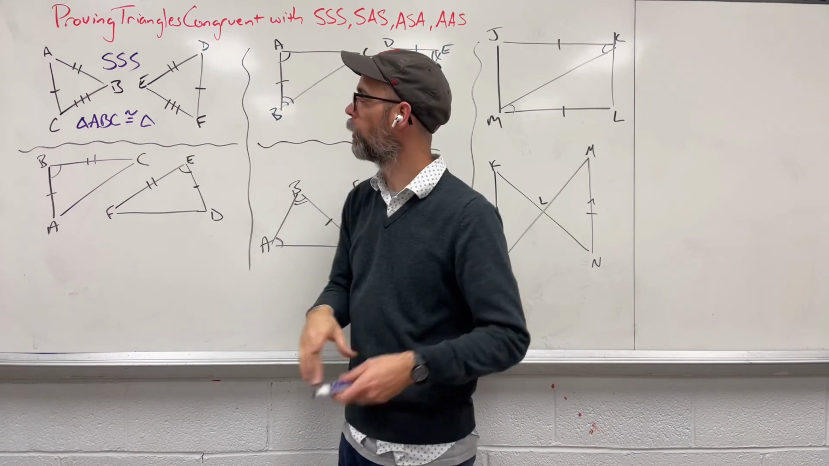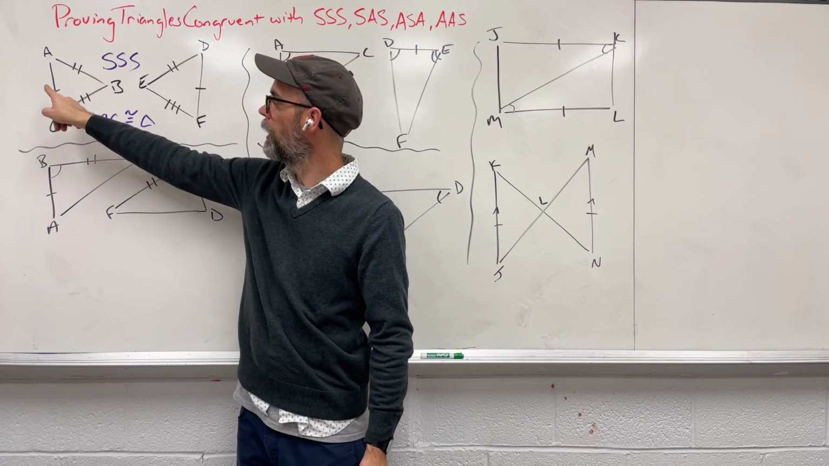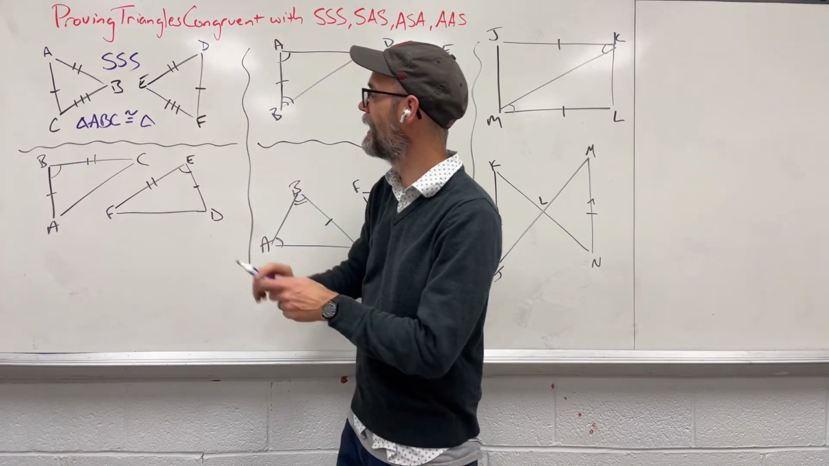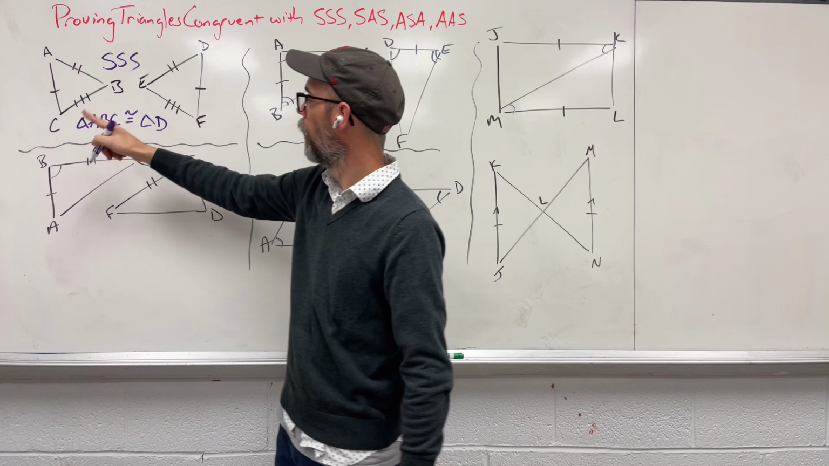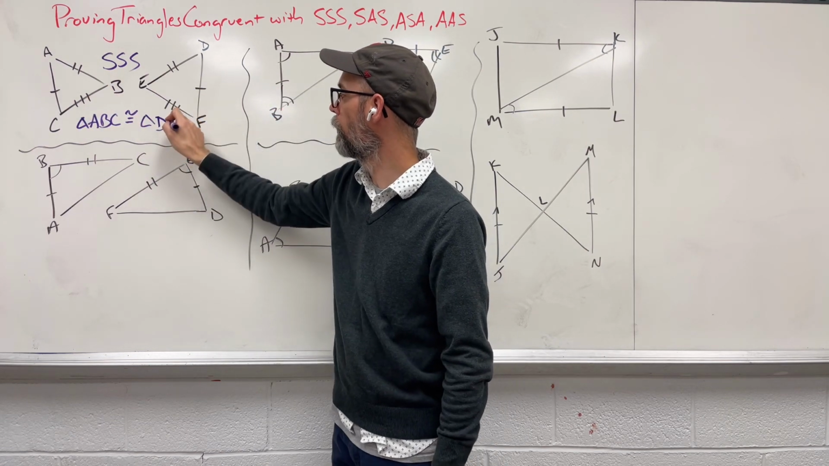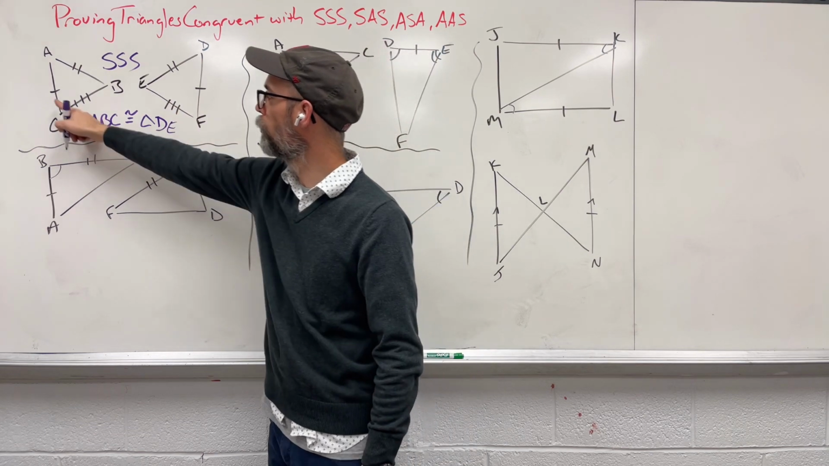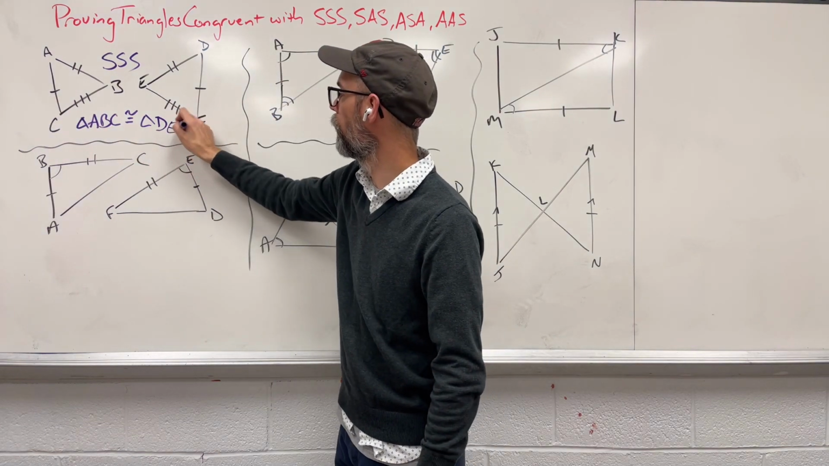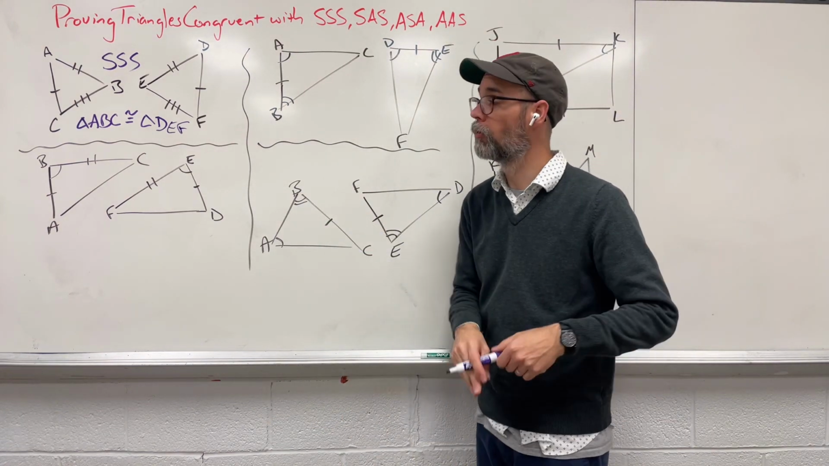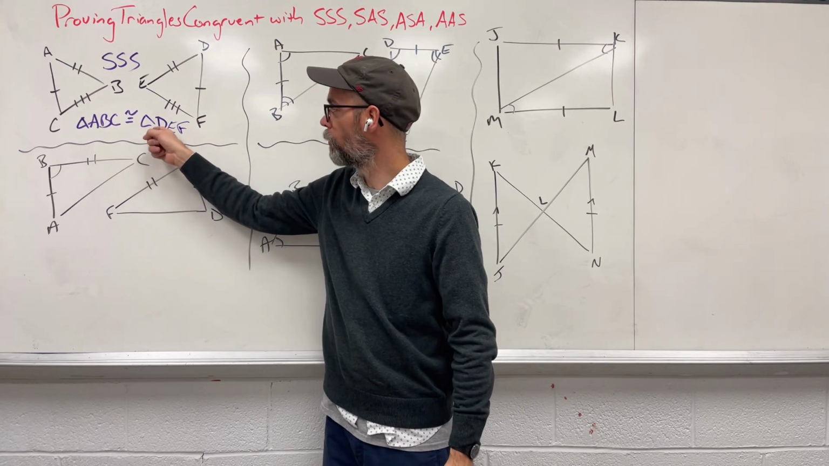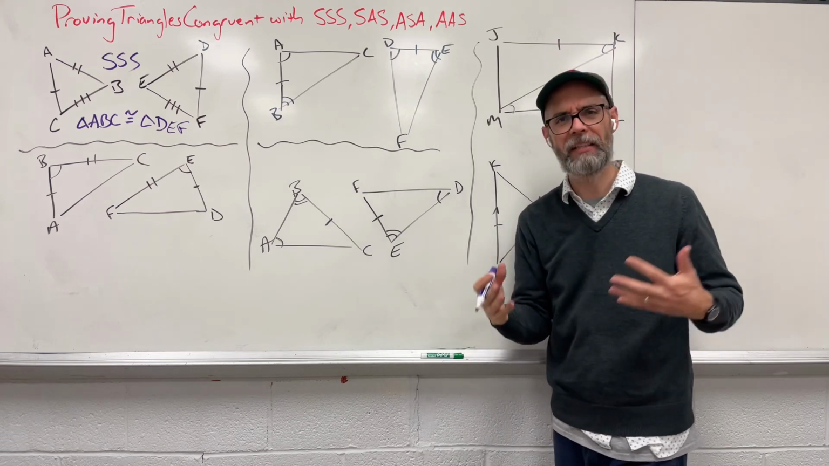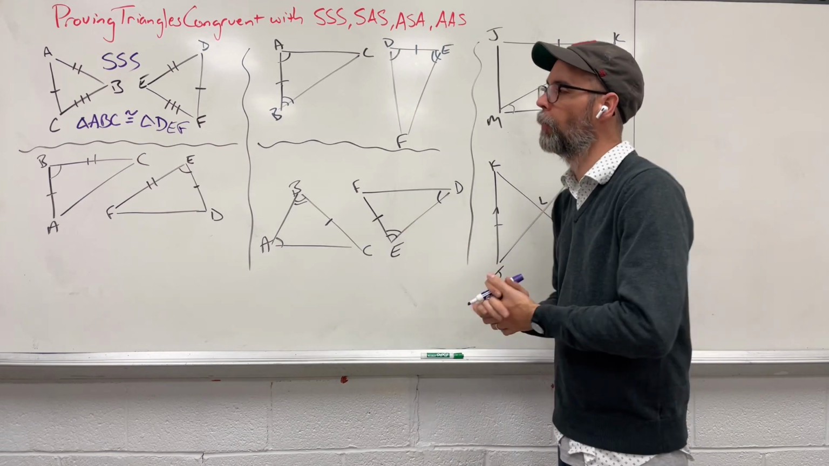Now here's where things get a little weird. Angle A is between side 1 and 2. Between side 1 and 2, we have D. B is between 2 and 3, so between 2 and 3, we have E. And then C is between 1 and 3, and 1 and 3 gives us F. So we'll say triangle ABC is congruent to triangle DEF. And A matches with D, B with E, C with F. So we want to keep them in order to match each exact angle.